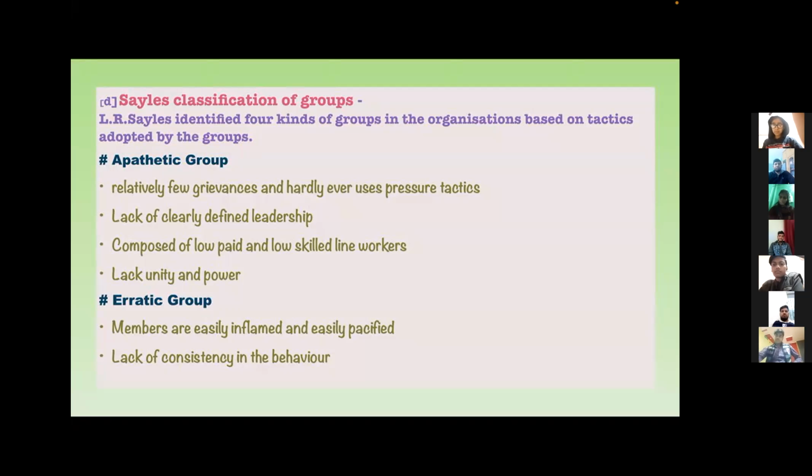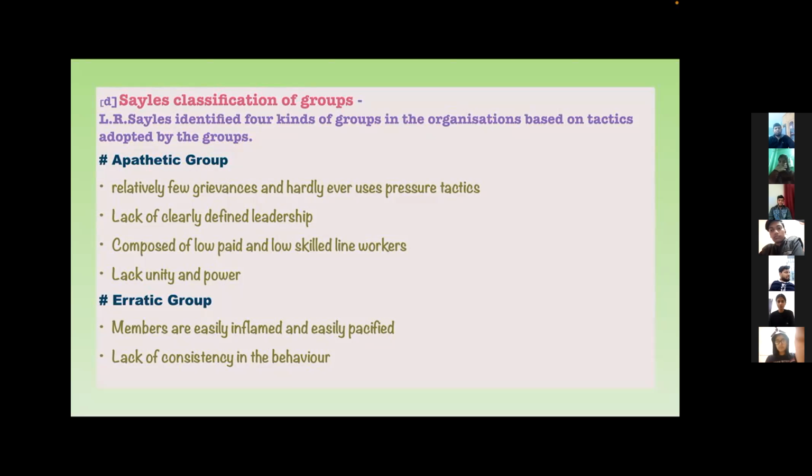The kind of pressure the group members form on the management is classified as follows. The first one is the apathetic group. Those groups which have fewer problems, so they don't use pressure tactics. There is no leader in this group, so there is a leadership crisis. Now the question arises: why don't they use pressure tactics? The answer is that these groups comprise low-skilled, less-paid or contractual workers. These workers lack power and unity as they are from different places.